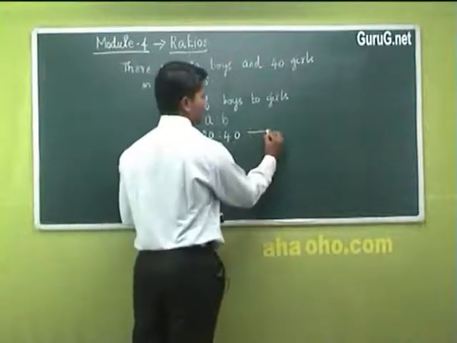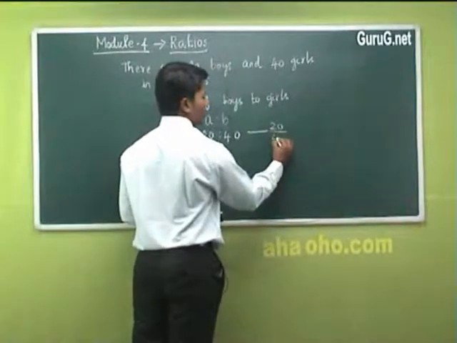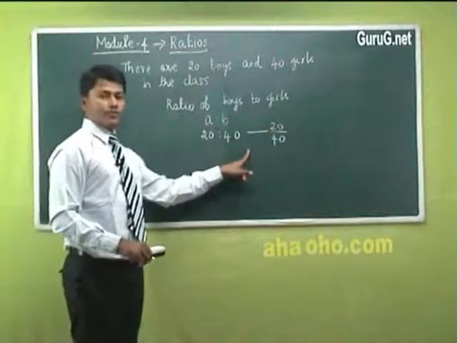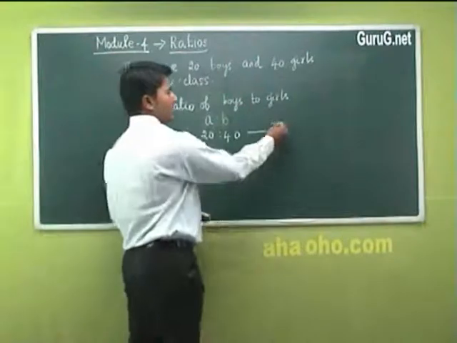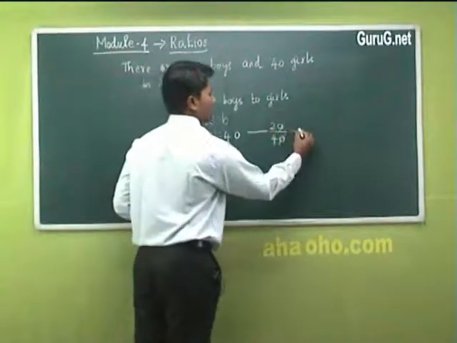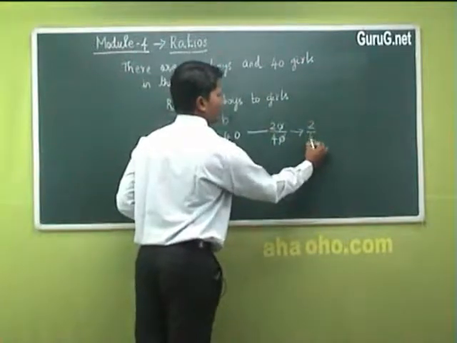What is the equivalent fractional form? Number of boys by number of girls. You read it as 20 is to 40. Now this fraction can be simplified. How will you simplify? You can cancel out the zeros and it can be written as 2 by 4.